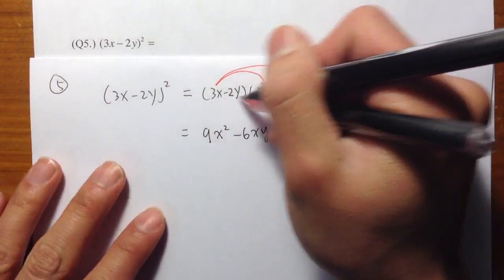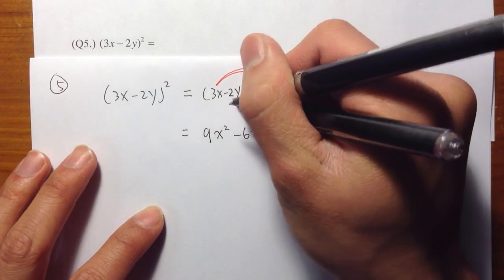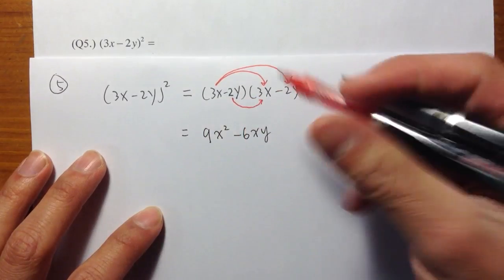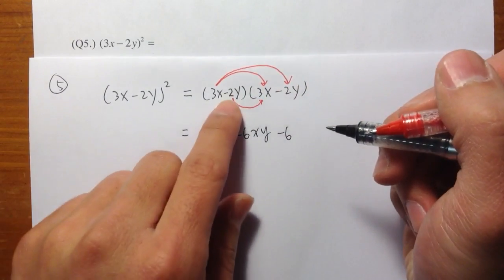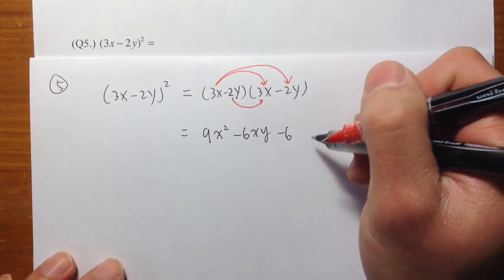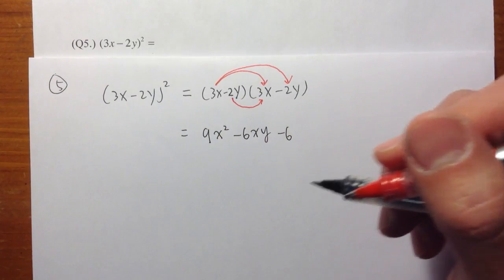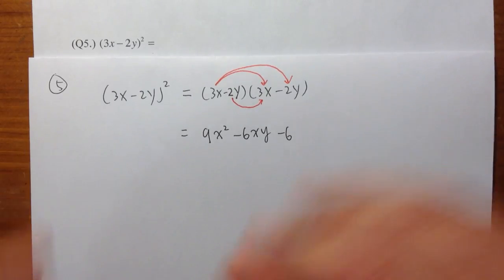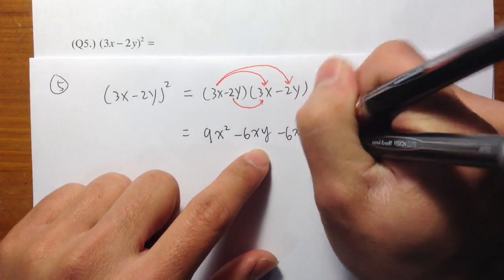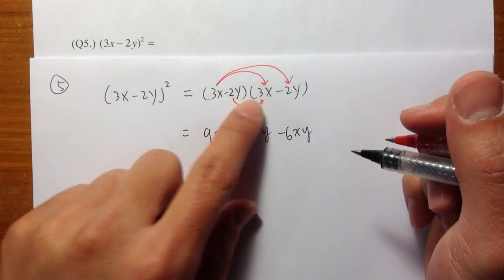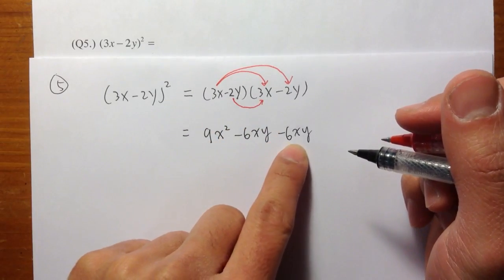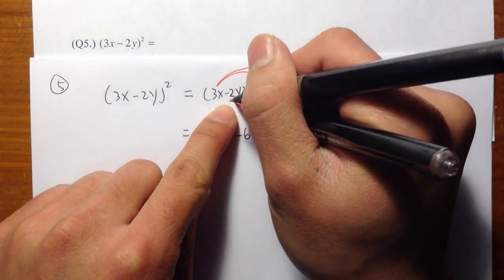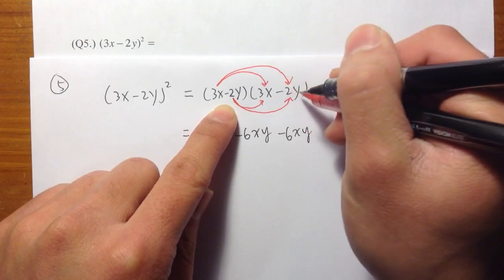Now move to the negative 2y. I will take the negative 2y, multiply by the 3x. Negative 2 times 3. Again, we get a negative 6. Y times x, we can just write it as yx, but usually we can just write it as xy. We want to keep things in alphabetical order. It's more organized that way. So negative 2y times 3x is just negative 6xy.